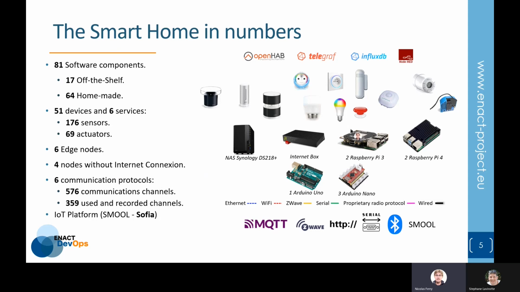We will have 6 edge nodes like Internet box, Raspberry Pis, and 4 small nodes, tiny devices without direct internet connection, such as Arduino Unos, Nanos. And all these devices and software components communicate with each other via 6 different communication protocols for more or less 570 communication channels. And as I said, in addition, there is the IoT platform small in the picture.